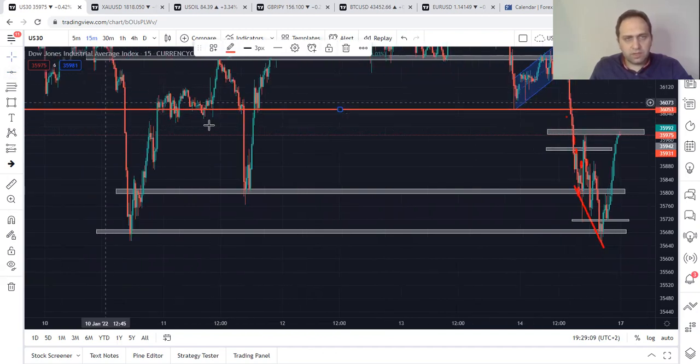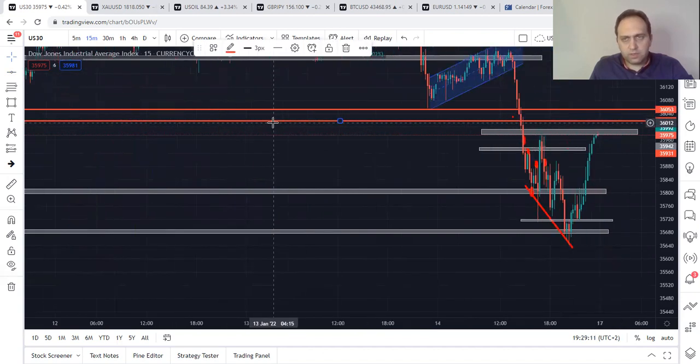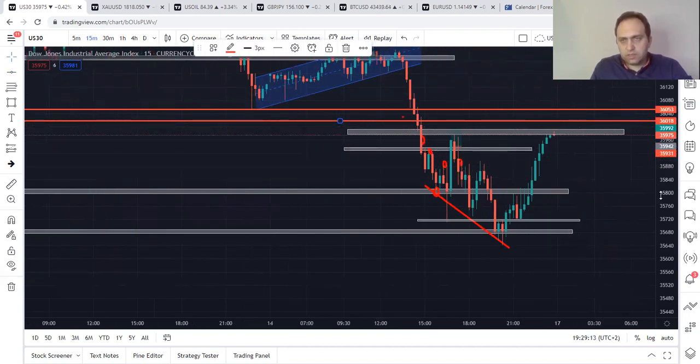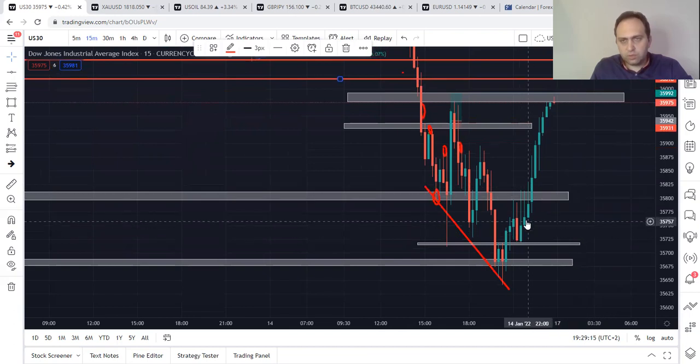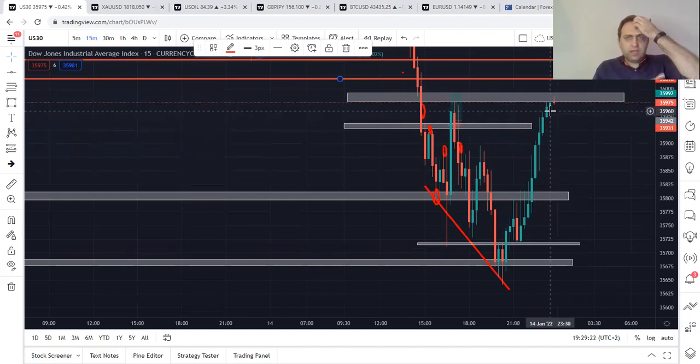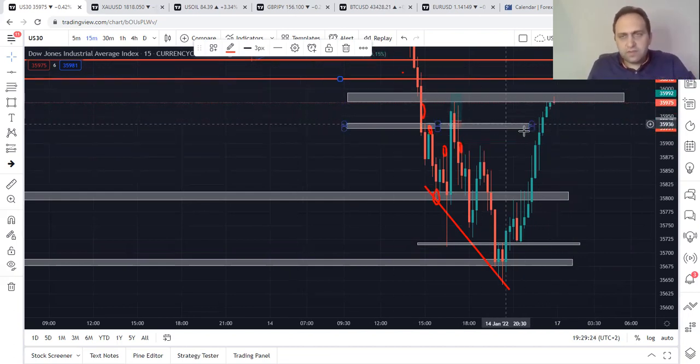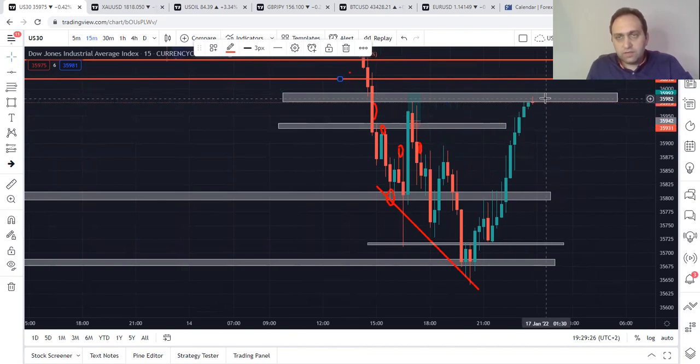On this side we have a very heavy area, this area here. But mainly this is a resistance, and after going up 10 candles, 9 candles green, the last 15-minute candle is here, and it's kind of a reversal.